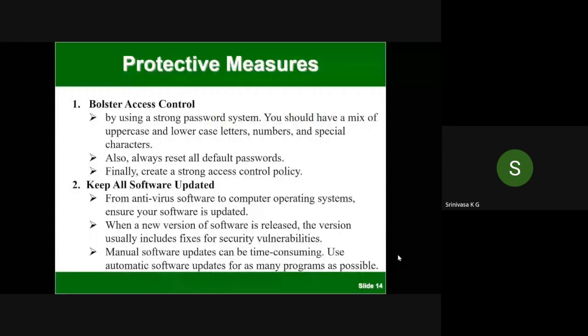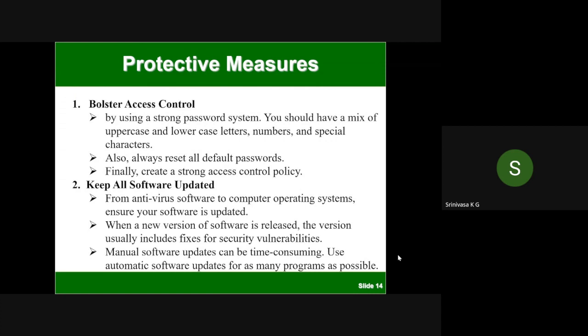So similarly, there is a process of protective measures, that is, bolster access control. What is this? This is where you are using a strong password system, and you should have a mix of uppercase and lowercase letters, numbers and special characters. Also, always reset all the default passwords, and finally create a strong access control policy.